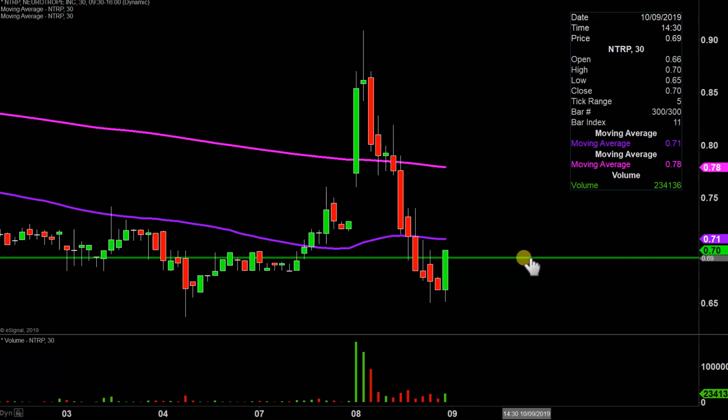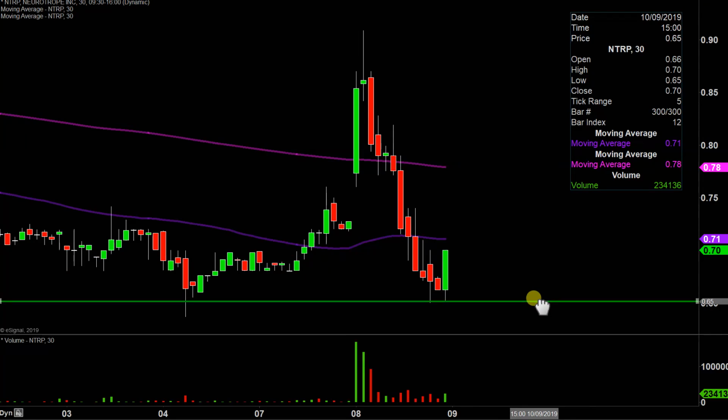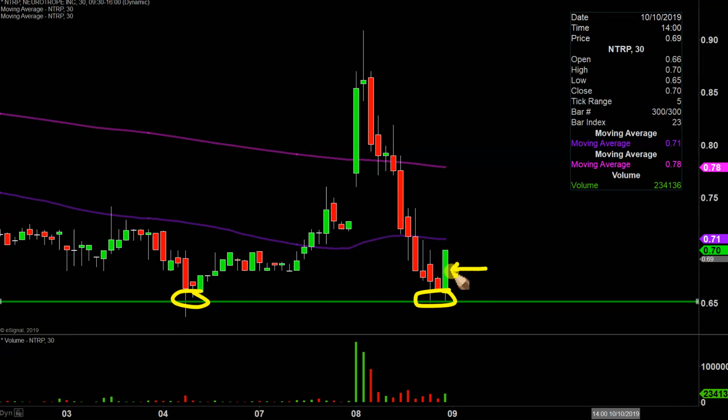Although this is what makes this interesting, because the price came down to essentially this former area of support right here at 65 cents, which held before, both there, and then got some support right there. And then the final 30 minutes got this nice little green candle.